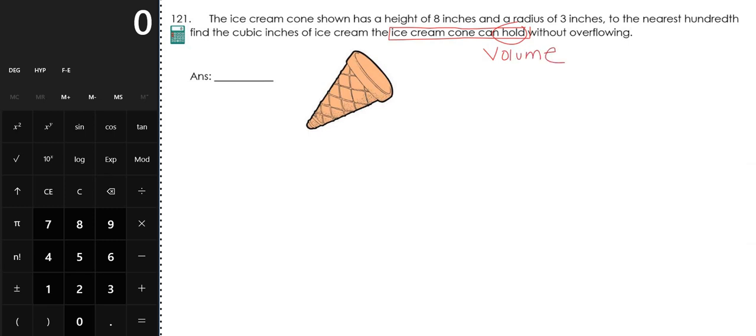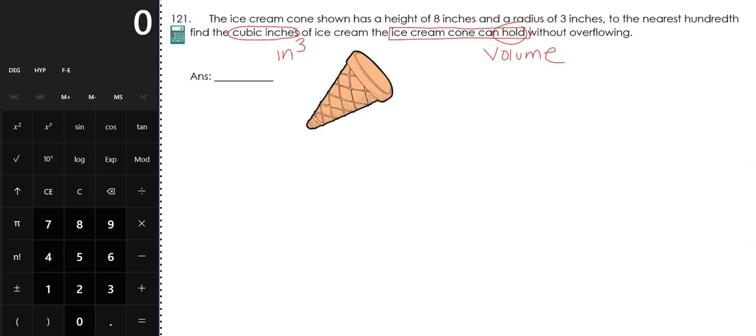Even if that didn't clue us into the fact that we're doing volume, there's another clue. Cubic inches is how they want your answer. Inches to the third power. Anytime you have a unit to the third power, it's volume. So those two clues should tell you you're doing volume of this cone.